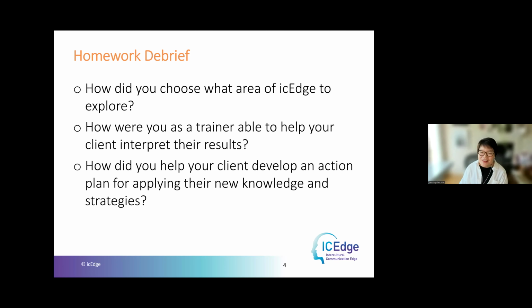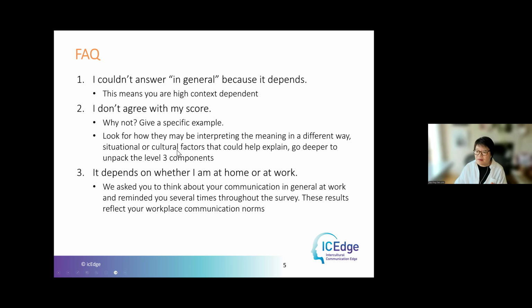Okay, great. So next we have some frequently asked questions. Sometimes when you debrief a client, they might say, this general question is very hard because it all depends, right? Like how do I answer these questions? So that means they are high context dependent.